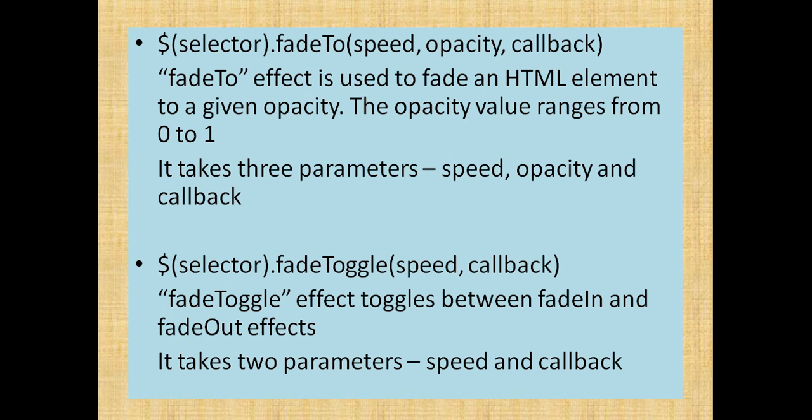The next effects to study are fade to and fade toggle. The fade to effect is used to fade an HTML element to a given opacity. The opacity value ranges from 0 to 1. It takes three parameters: speed, opacity, and callback. The fade toggle effect toggles between fade in and fade out effects. It takes two parameters, speed and callback. Let's see how they work.